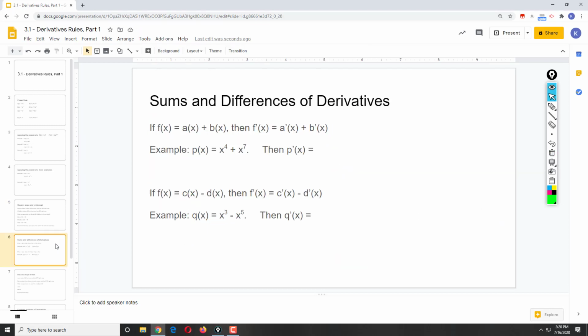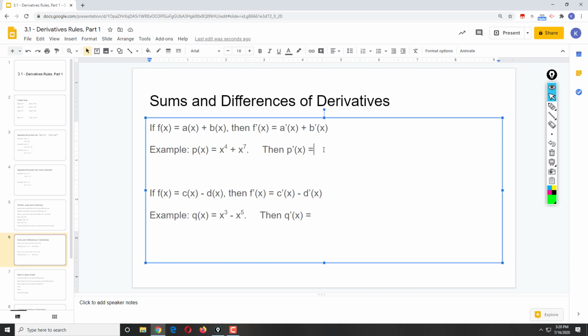So if we look at some examples, if p of x equals x to the fourth plus x to the seventh, then the derivative is going to be, well, the derivative of x to the fourth is 4x cubed, 4x to the third power. And then we have the second part, plus the derivative of x to the 7th, which is just 7x to the 6th power. So the derivative of x to the 4th plus x to the 7th is just 4x cubed plus 7x to the 6th.